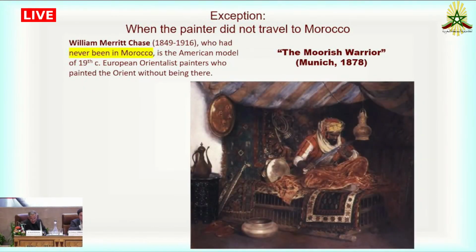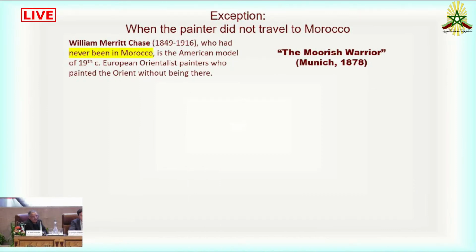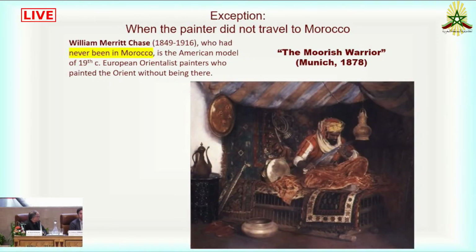1898. Well, this is in fact an exception of an American painter who did not come to Morocco. And this is just to make a kind of juxtaposition to show when an American Orientalist painter doesn't come to Morocco, what he does. So he had never been in Morocco, so he's the example of 19th century European Orientalist painters, especially Italian ones, who painted the Orient without being there, which means they painted the Orient just from their studios. And then we can see an example here, the Moorish Warrior, which was painted in Munich in 1878. And as you can see, it's just a studio with a collage of utensils from different countries, not necessarily Moroccan. We Moroccans can see those kinds of differences.